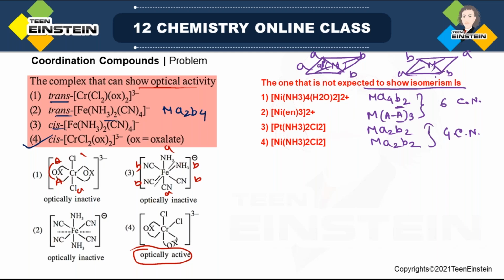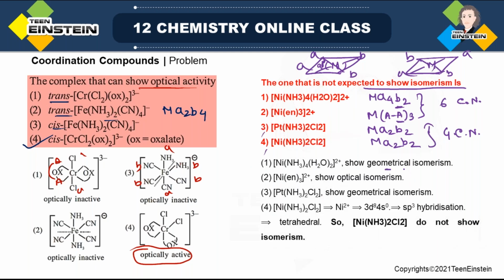Okay. Now, obviously, 1 and 2 are not correct. Among 3 and 4, one of them will be correct. But how to know which one will be square planar and which one will be tetrahedral? To choose that, some more discussion, which I will do later, is required. But still, we will try to see.